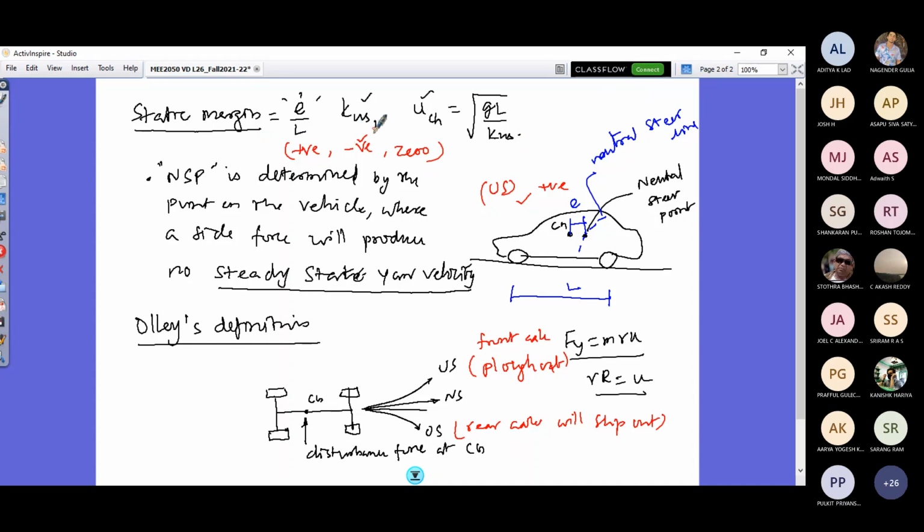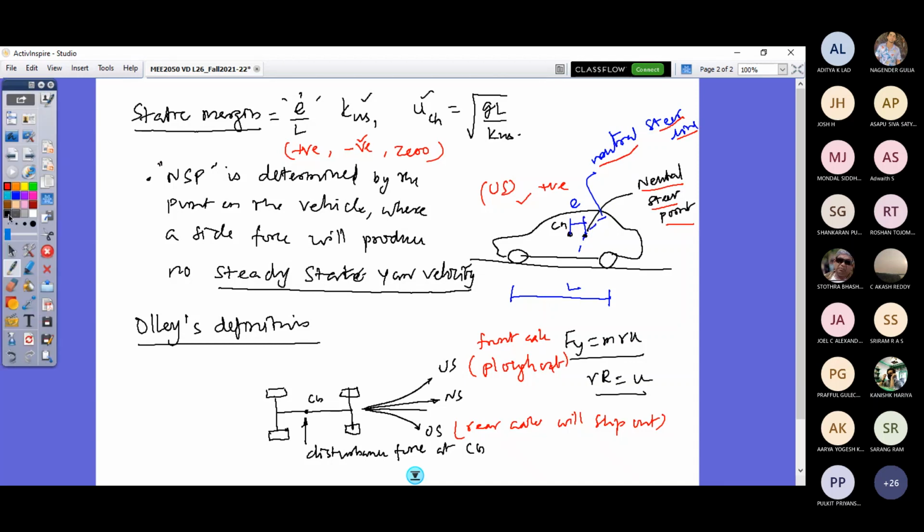Like KUS, which you see explicitly in the steady state fundamental equation, static margin is the definition for when you have a side force acting on your vehicle that will not produce any steady state yaw velocity. That point is what is called the neutral steer point, and it would have its instant motion along the locus called the neutral steer line. This can be calculated with our understanding of understeer gradient, which we have already studied.